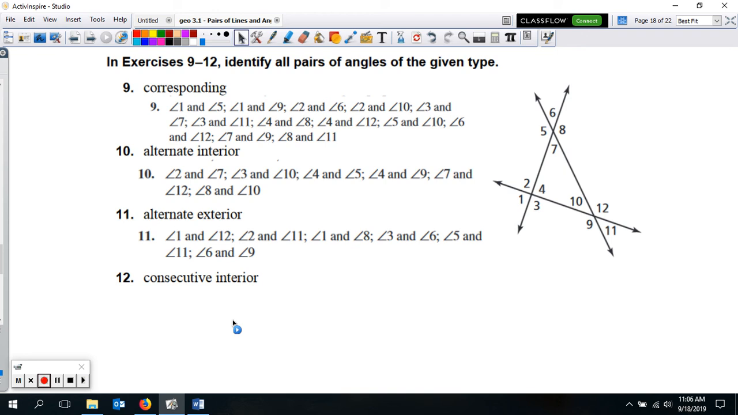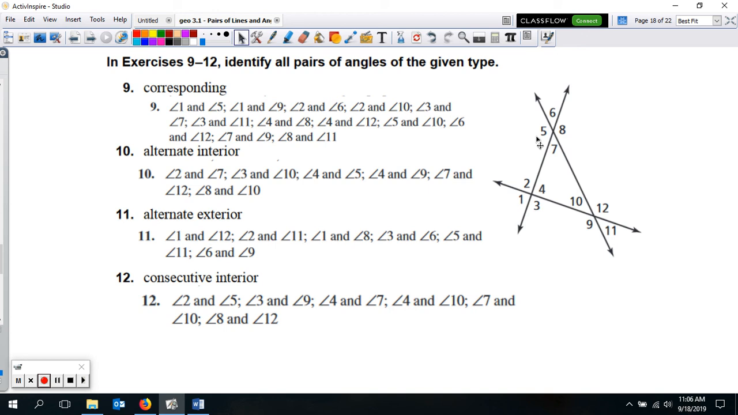All right, so you should have written down the 6 different pairs now of the consecutive interiors. So here they are, 2 and 5. These are on the same side on the inside. 3 and 9 down here between these two intersections are on the same side. We're looking also at 4 and 7 right here. 4 and 10 on the inside right there. You could also do a 7 and 10 on this intersection here. And then you have an 8 and a 12 right there on that intersection.